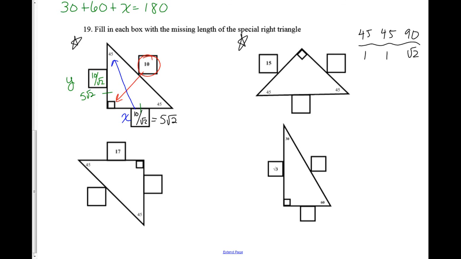So my ratio is 1, 1, square root 2. First thing I'm going to do is place my number. My number is across from the 45. So I'm going to use one of the 45s, and I'm going to place the 15 to make a fraction.